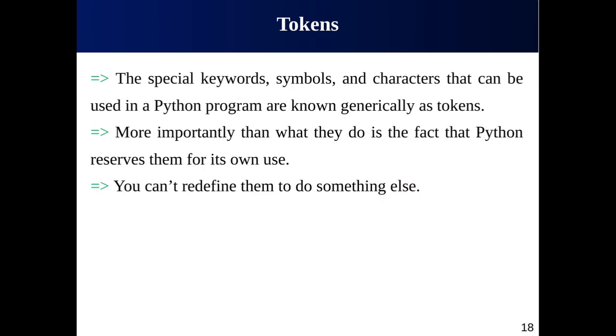Okay, and then we have the tokens. The special keywords, the special symbols, and the special characters that can be used in any Python program or in the Python language are examples of tokens. So any special keyword is called a token. Any special symbol is called a token. Any special character used in the Python language is called a token. These language elements, taken together, are tokens.